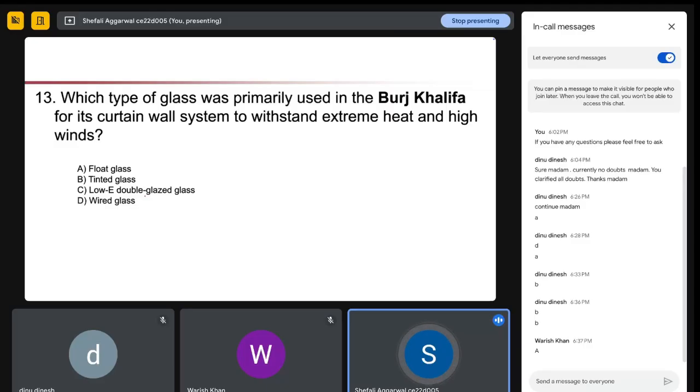So firstly, in the previous question also we talked about curtain walls. We were saying that in curtain walls we won't use normal float glass or tinted glass, right? Because they can easily break, and in the case of Burj Khalifa there is extreme heat and high winds, so therefore we will use low E double glazed glass. Okay.